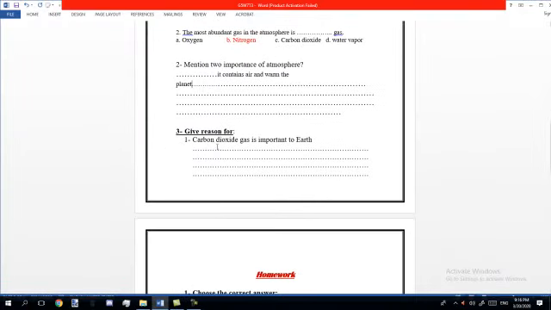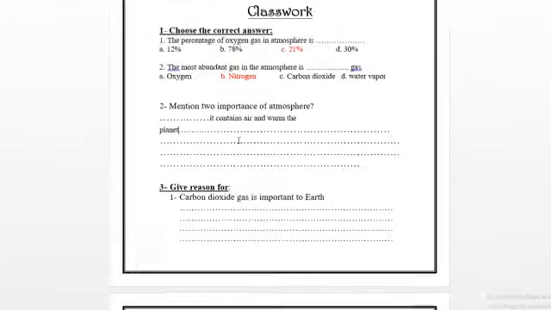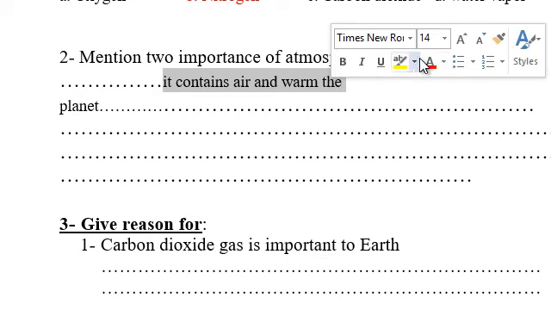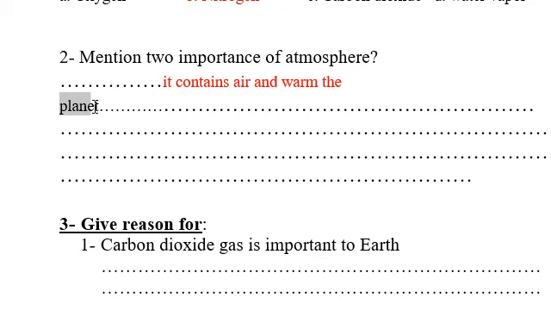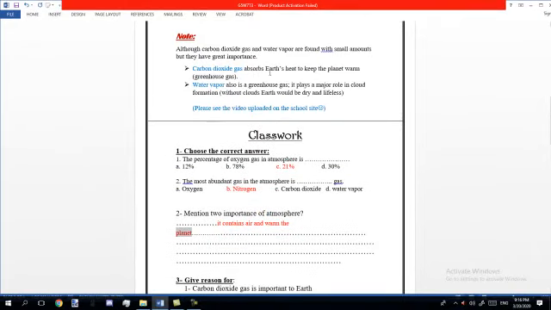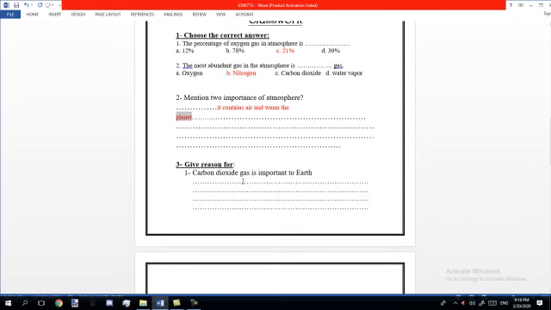Number 3, give a reason why carbon dioxide gas is important to Earth. What is the importance of carbon dioxide gas? As we said, it's a greenhouse gas that traps the heat on Earth to make us feel warm. So carbon dioxide absorbs Earth's heat to keep the planet warm. So the importance of carbon dioxide is heating the Earth to make it suitable for life.